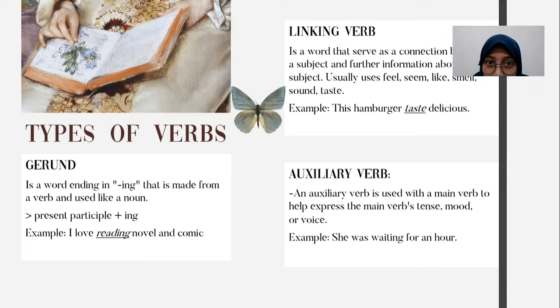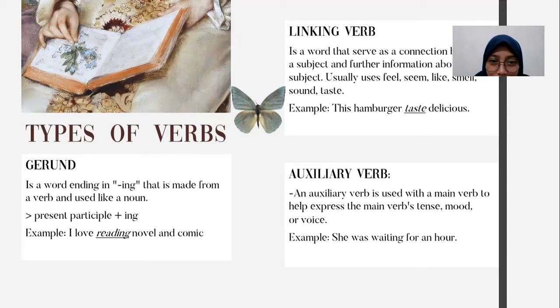The second one is linking verb. A linking verb is a word that serves as a connection between a subject and further information about the subject. Usually used are feels, seems, looks, smells, sounds, and tastes. Example: this hamburger tastes delicious.